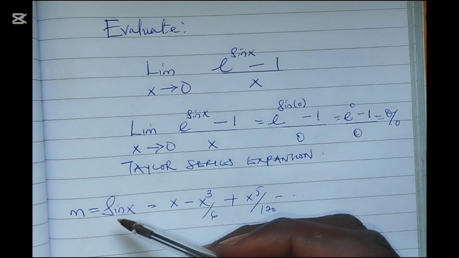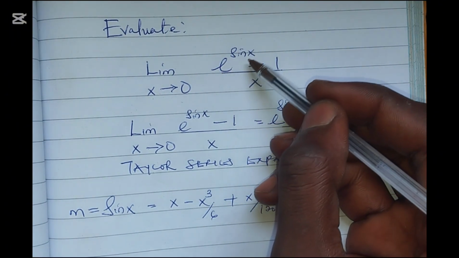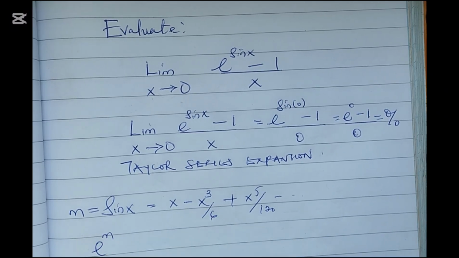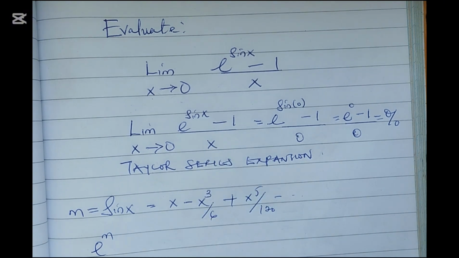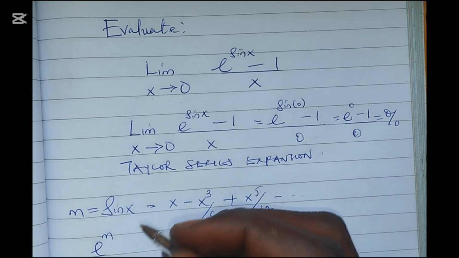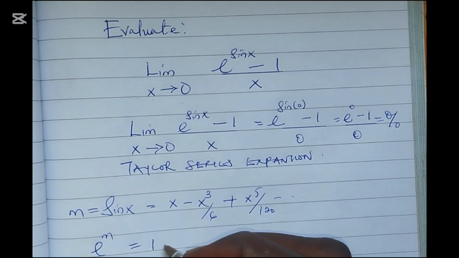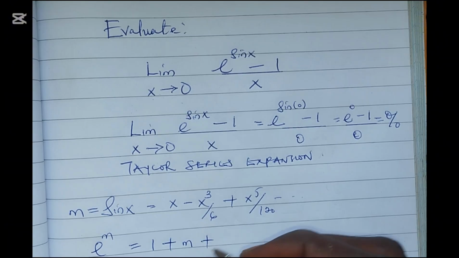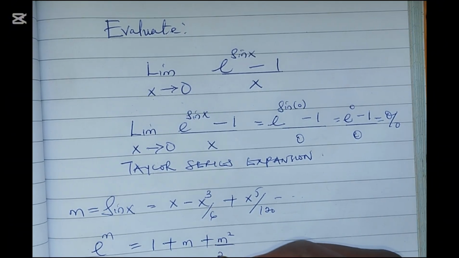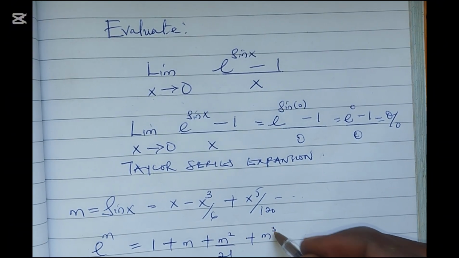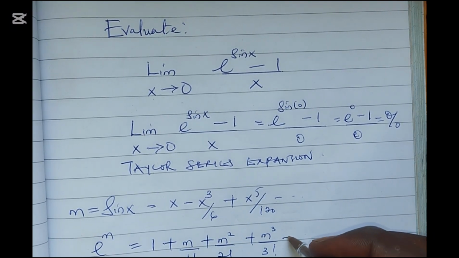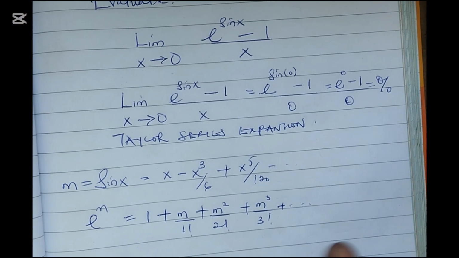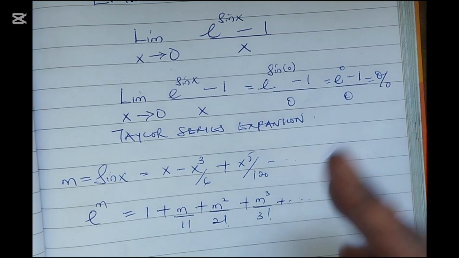So if sine x equals m, this becomes e to the m, and the Taylor series expansion for e to any variable, I will say that again, the Taylor series expansion for e to any variable is equal to 1 plus the variable plus the variable squared over 2 factorial plus the variable cubed all over 3 factorial. Actually, there is a 1 factorial under the variable, but it means nothing. Here the signs are not alternating, but for sine, the signs are alternating.